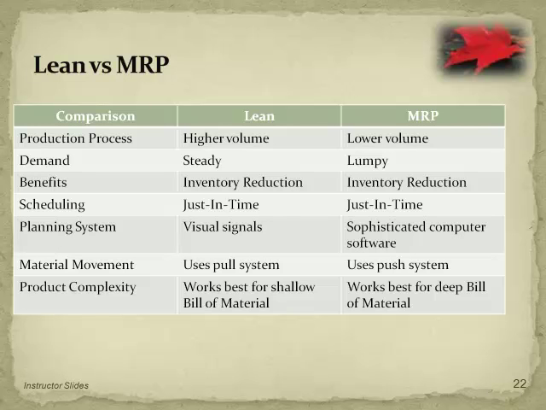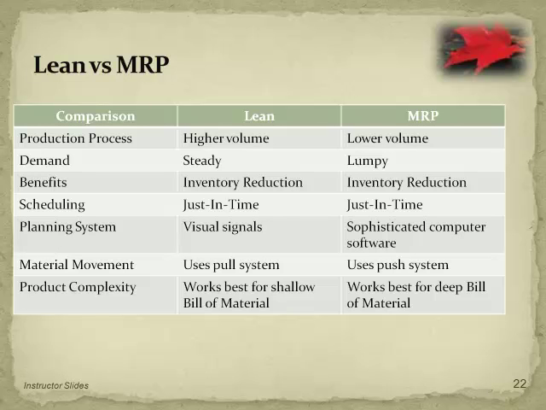The benefits of both systems are the same. Both MRP and lean have as one of their benefits to reduce inventory. They just go about it in a different way. From a scheduling perspective, both systems are trying to, again, do the same thing. MRP and lean are trying to schedule things just when they are needed. Not any earlier, not any later, but just when they're needed. So from a benefits and scheduling point of view, MRP and lean have common goals, and they're trying to do the same thing, but they go about it in different ways.